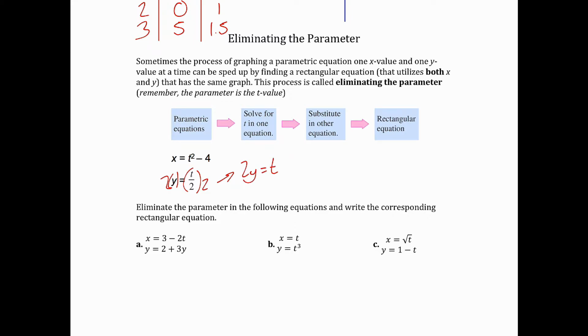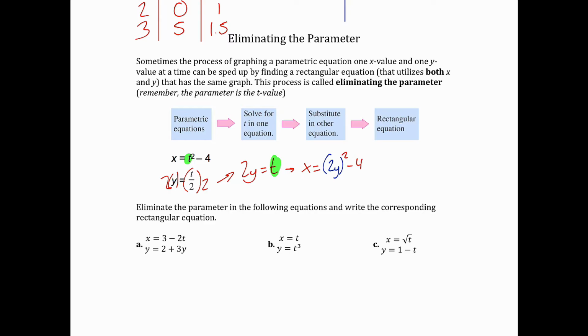Anyways, then we're going to take that and substitute it back into the other equation. In other words, we know what t is equal to. We got t is equal to 2y, so we're going to plug that back into the other equation. So, substituting that in, we got x equals, now instead of t squared, we're going to replace t with 2y and square it. And we still have that minus 4. So again, we're really just substituting in that 2y in for the t into the other equation.